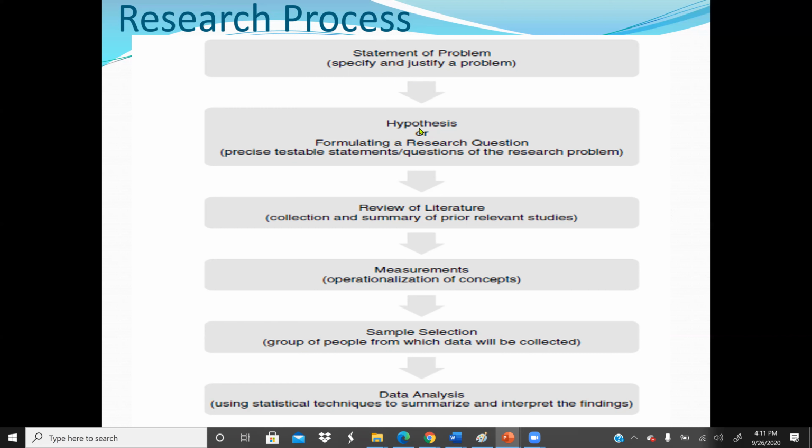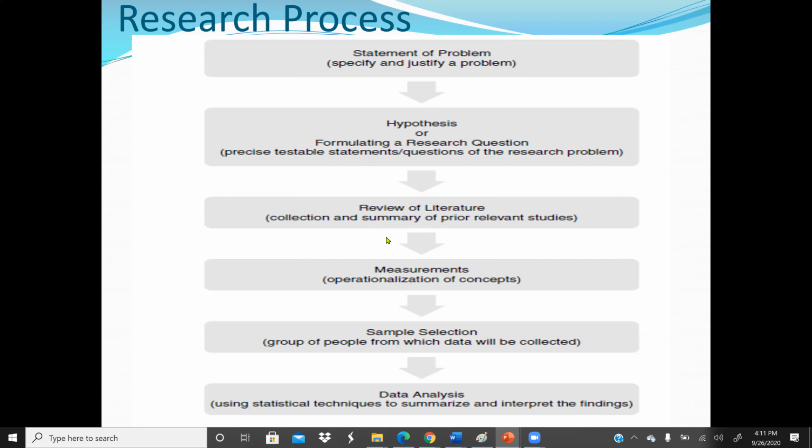Now, if we don't have any claim and we cannot generate any hypothesis, then we need to formulate our research question. Normally, we can formulate our research question based on the statement of the problem we have. So the research question has to be precise, testable statements or questions of the research problem. The next step now, we have to do our review of literature.